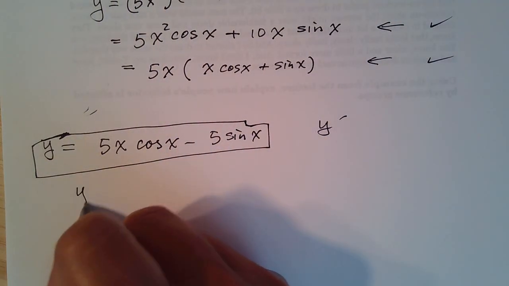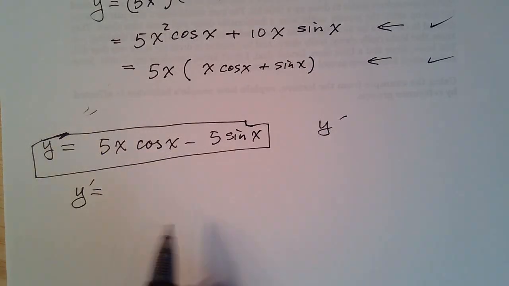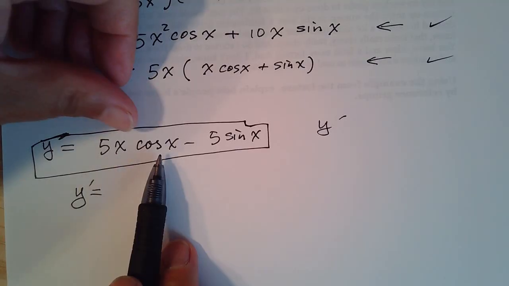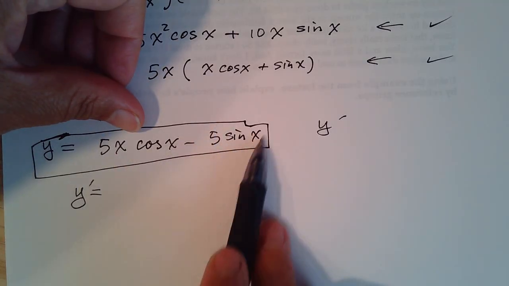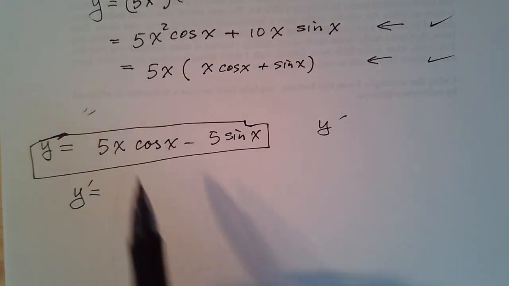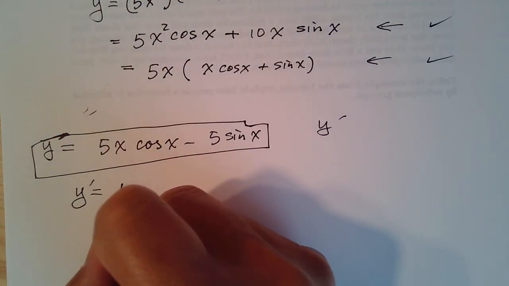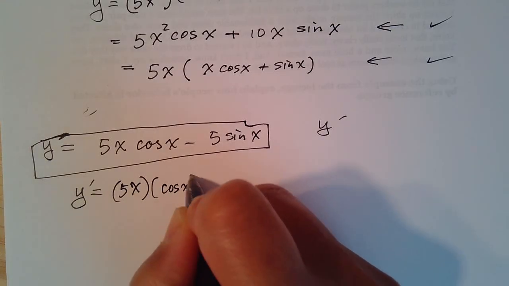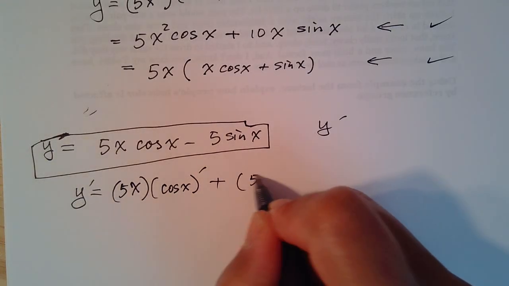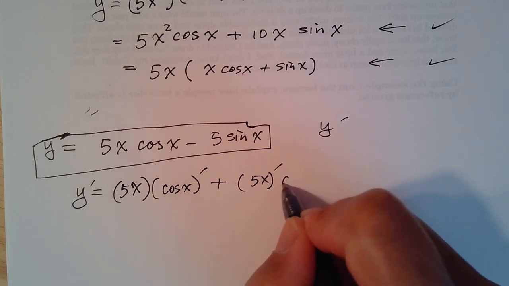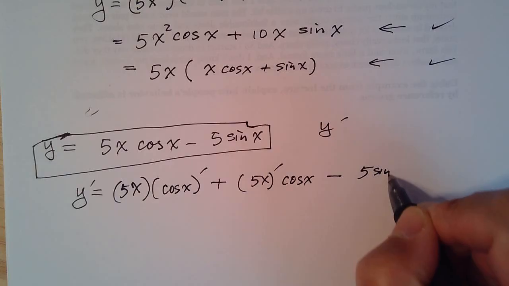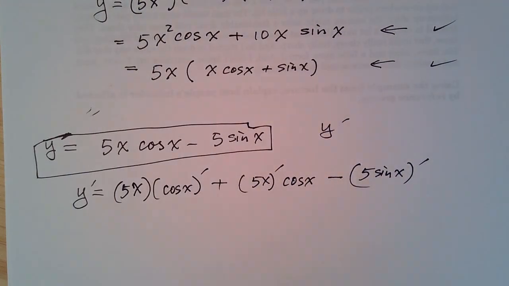So y prime equals, again, see, this is a product, right? 5x times cosine x. That's the product of two functions. And here is just another function. This one is very easy to take the derivative of. So y prime will be 5x times cosine x prime plus 5x prime cosine x. Okay, and then minus 5 sine x prime.